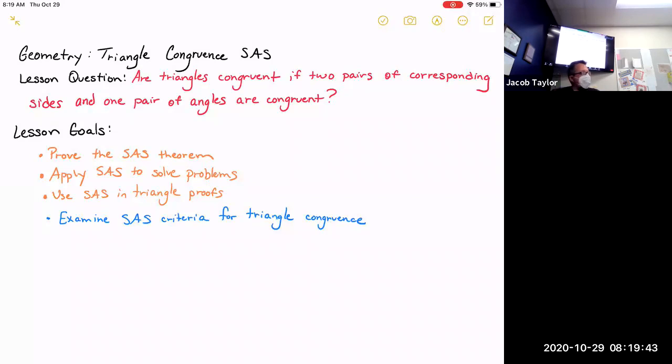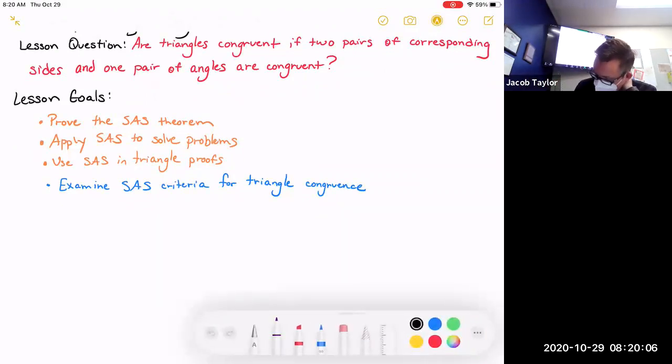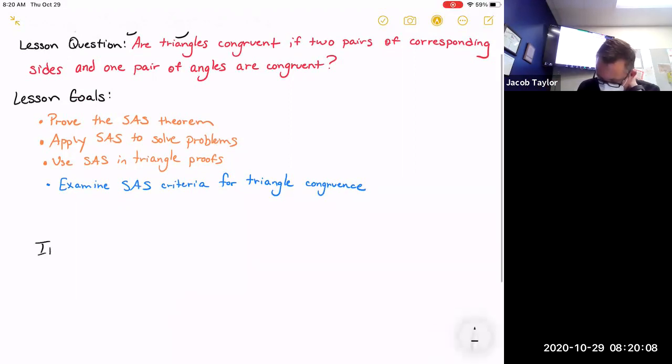Meaning I could prove 2 triangles were congruent if the only thing that I knew was that they had 2 corresponding congruent sides and 1 corresponding congruent angle. The trick is it can't be just any angle. It has to be a specific angle in the triangle. And the name of the specific angle that it has to be is what is called an included angle.